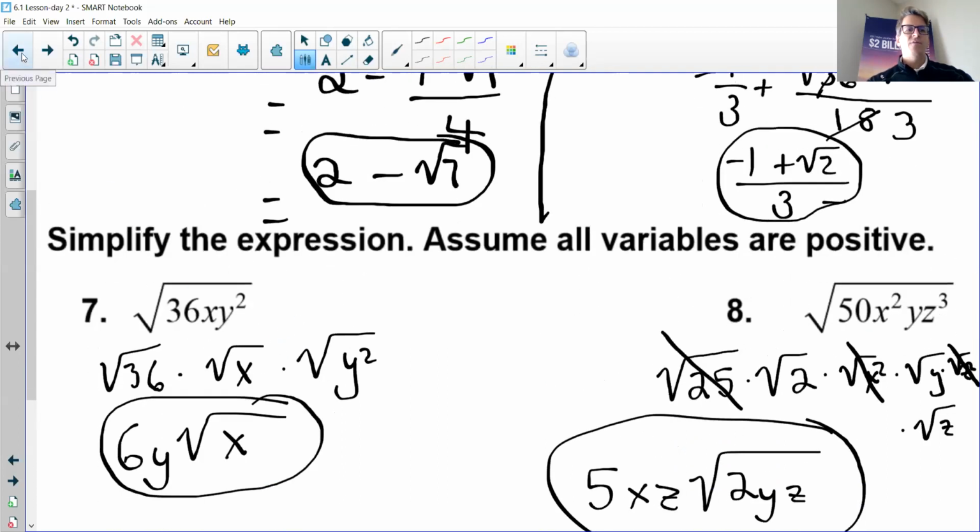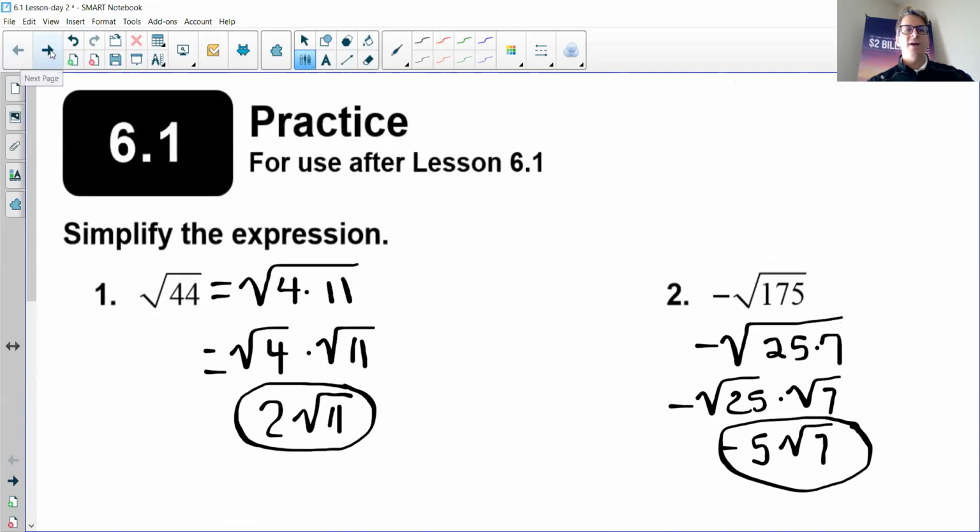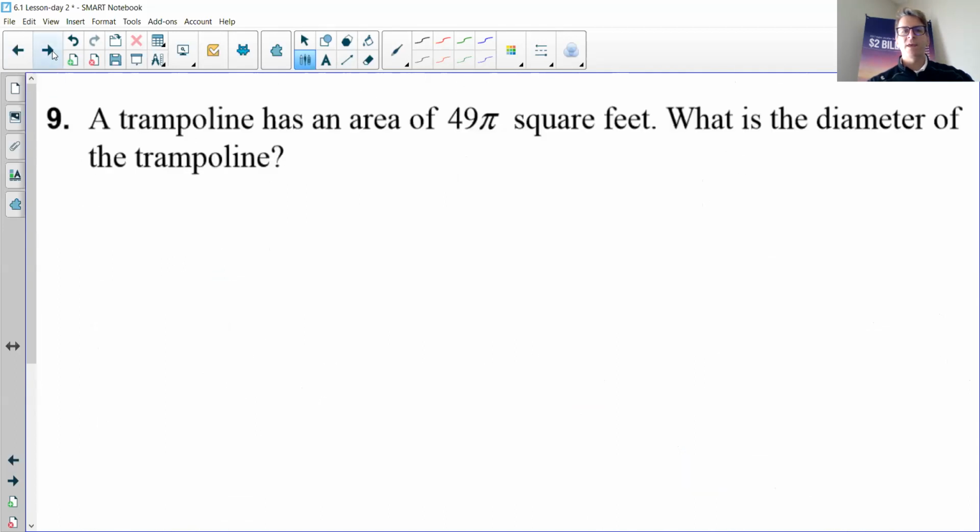And finally, on 6.1 practice today is a word problem. A trampoline has an area of 49 pi square feet. What is the diameter of the trampoline? Okay, so the way I work this problem, I first thought of area of a trampoline. And we're assuming it's a circular trampoline. The area is 49 pi.